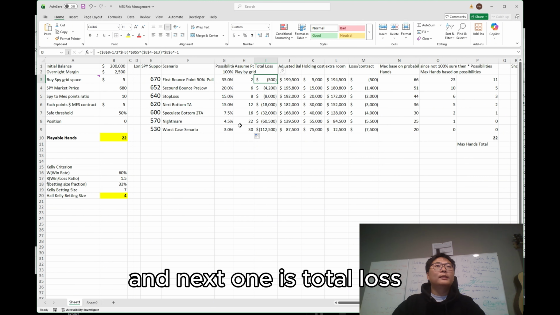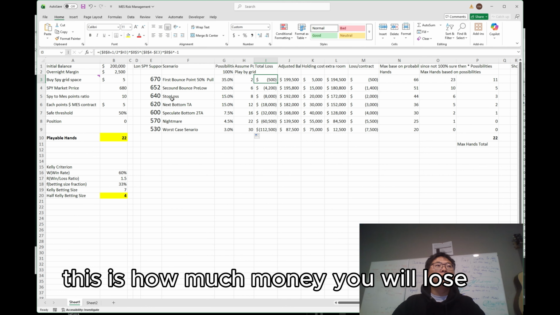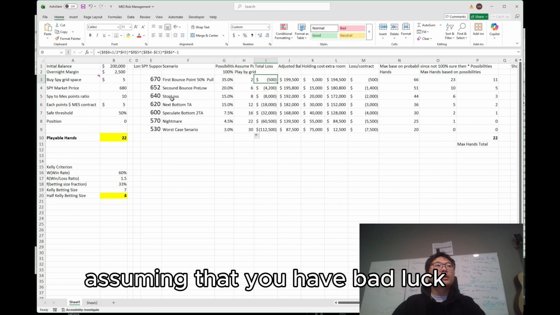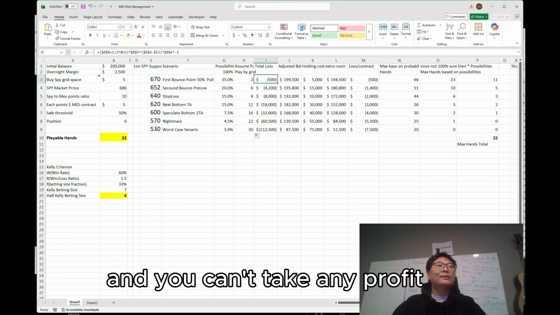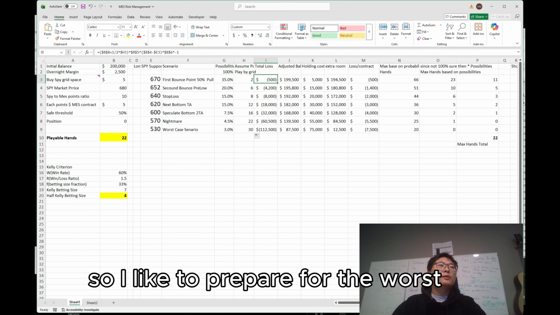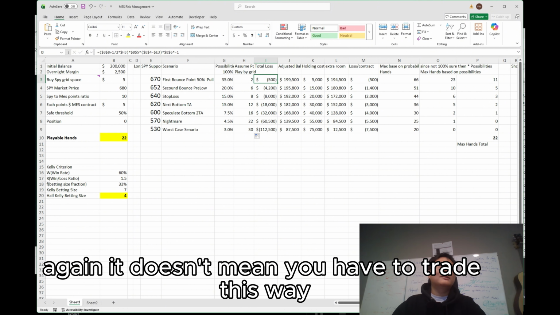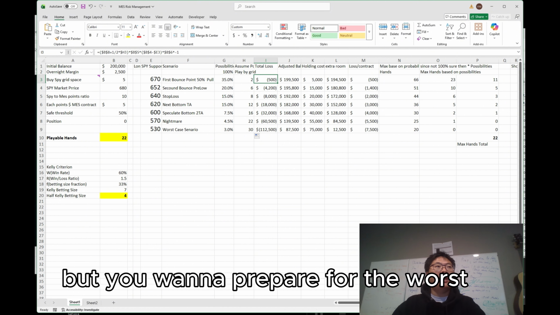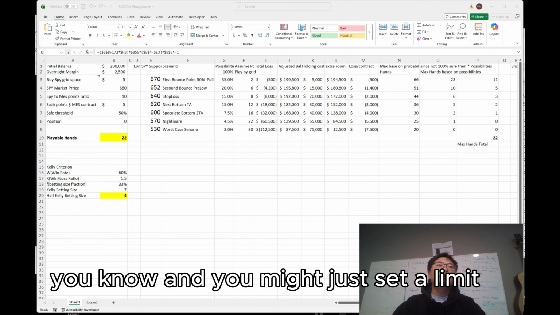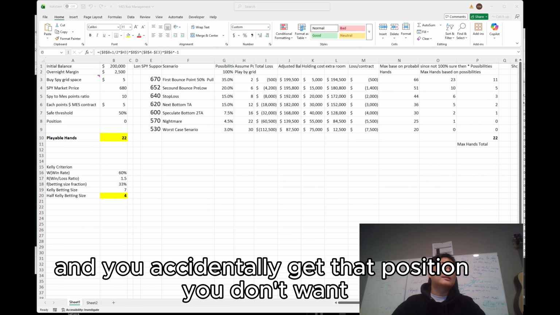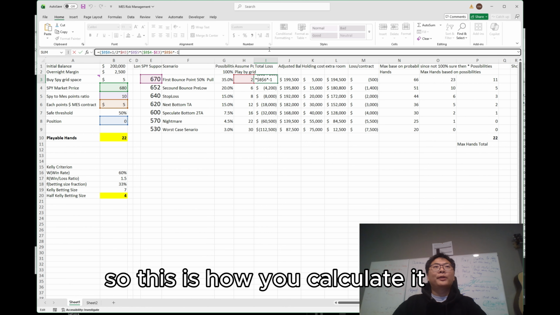The next one is total loss. This is how much money you will lose, assuming you have bad luck, your holdings go down, and you can't take any profit. I like to prepare for the worst when it comes to risk management. Again, it doesn't mean you should trade this way, but you want to prepare for the worst because anything could happen, and you might set up a limit buy and accidentally get a position you don't want.